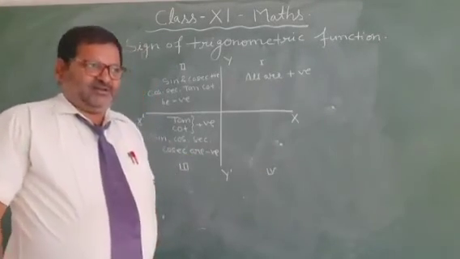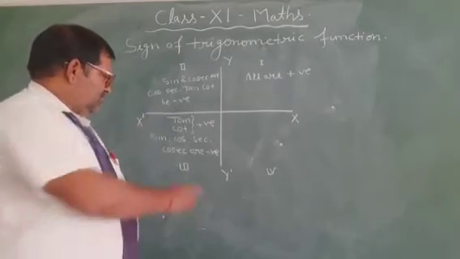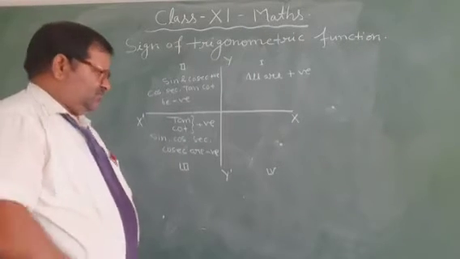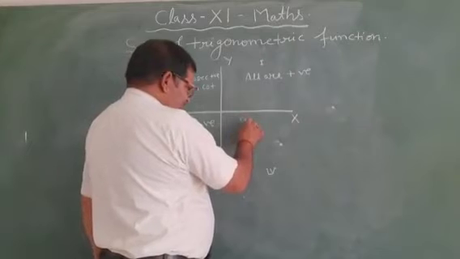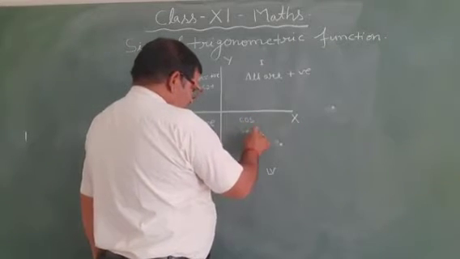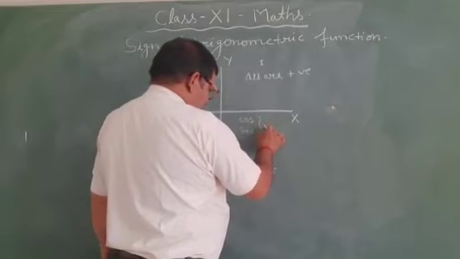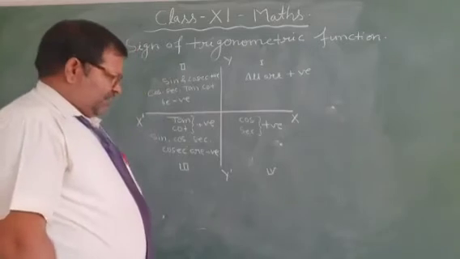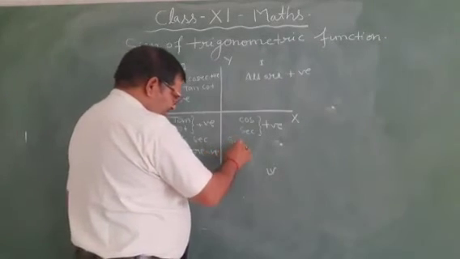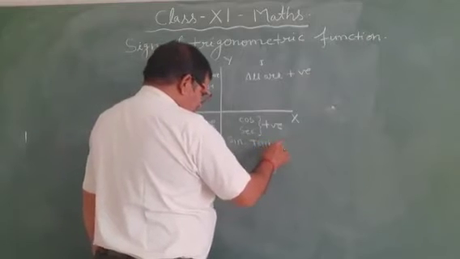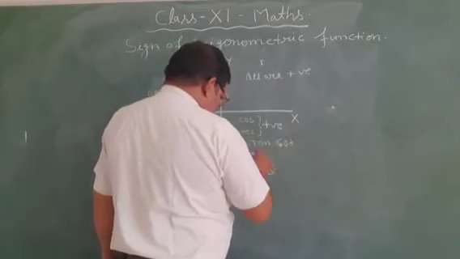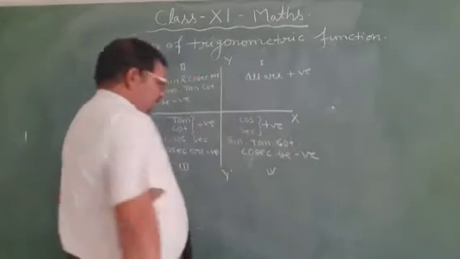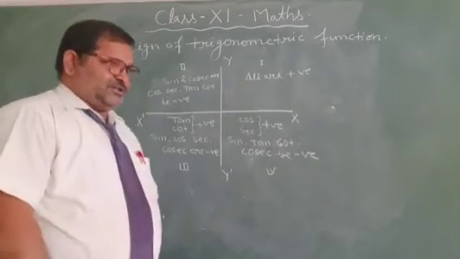And only positive the tan and cot. And now in the fourth quadrant, cos and sec be positive, cos and sec be positive, and the rest sin, tan, cot and cosec be negative.